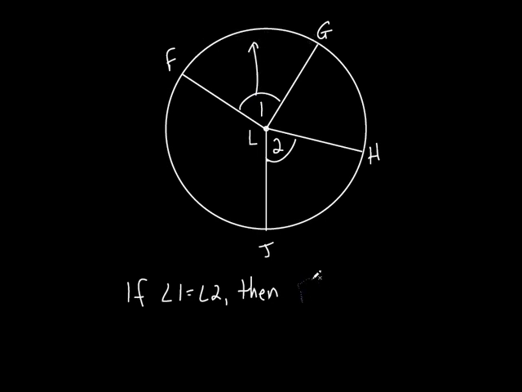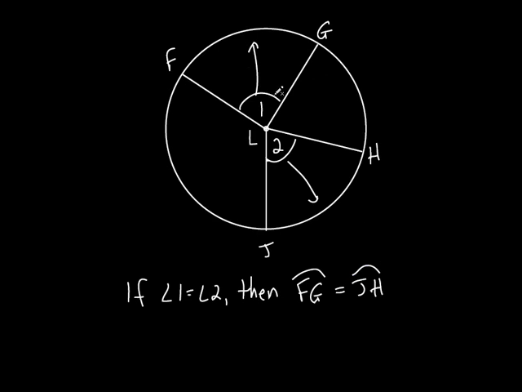Well, look at the arc that angle 1 cuts off. That's FG, isn't it? Arc FG, put the arc symbol over top of it. So remember, the arc is equal to the angle. So whatever this arc is, it's the same thing as angle 1. Well, angle 1 and angle 2 are equal to each other, so guess what? The arc opposite angle 2 has got to be equal to the arc opposite angle 1, because 1 and 2 are equal to each other. So arc FG must equal arc JH.